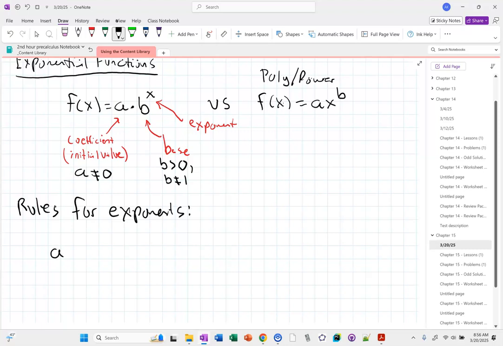I'll just write it, yeah. Right, so if we multiply two numbers with the same base, we add their exponents.